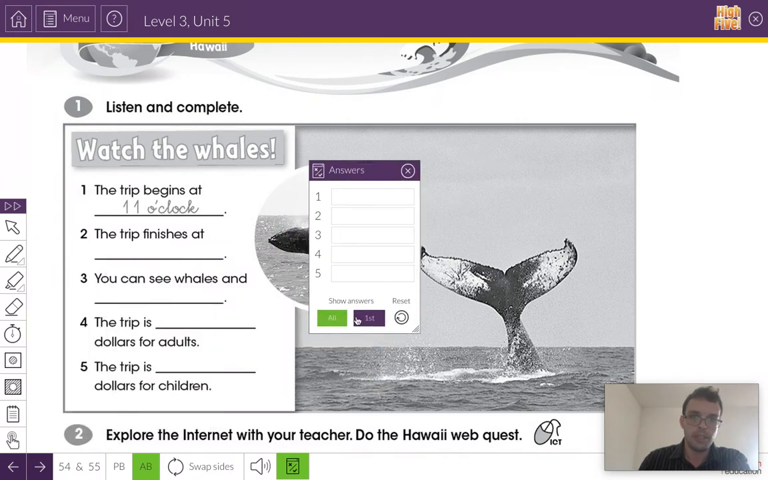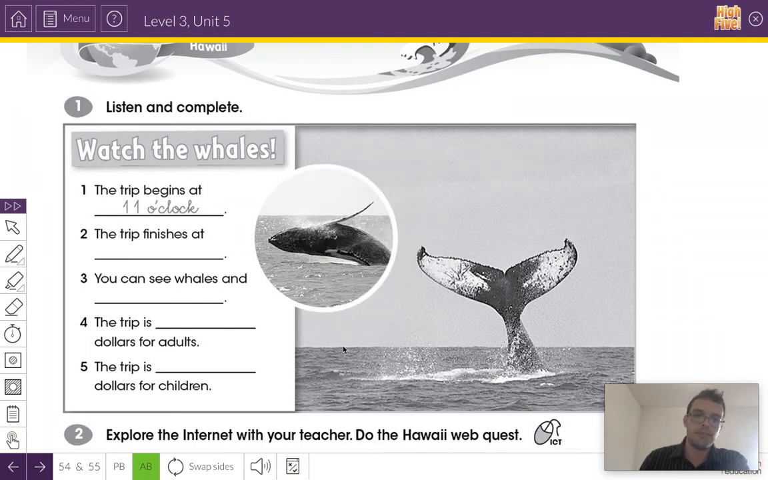What time does the trip begin? It begins at 11 o'clock. What time does the trip finish? 12 o'clock. You can see whales and dolphins. The trip is $10 for adults. And finally, the trip is $5 for children. How many did you get correct? Did you get everything correct? I'm sure you did. Excellent.